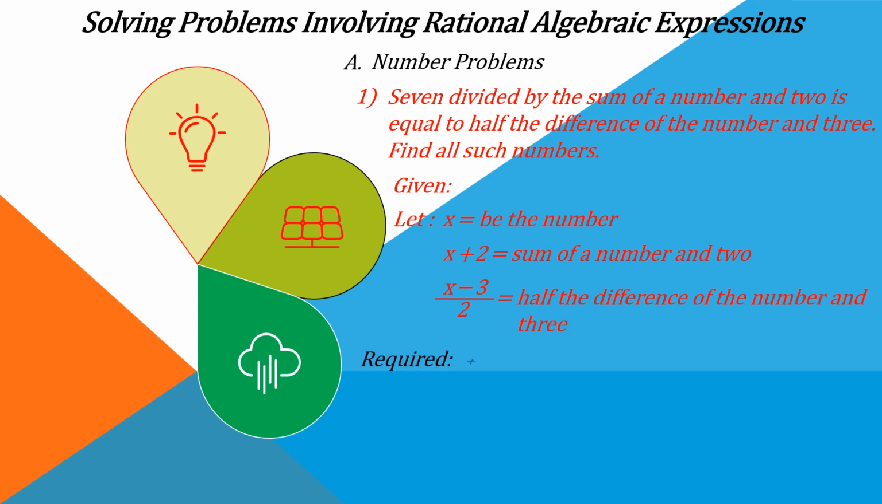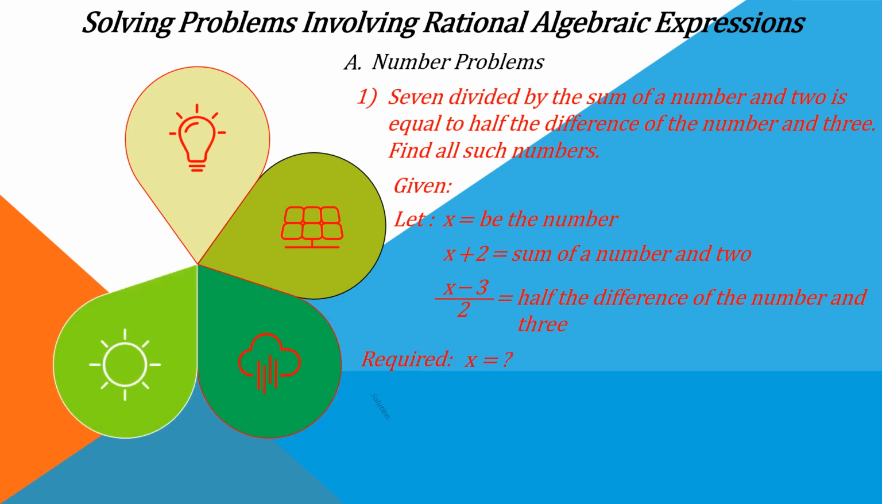Next procedure is required. Required is what is being asked. So in this example, the required is x. We need to find the value of x. If we have the value of x, we can solve now the x plus 2, x minus 3 over 2. And the next is the solution.